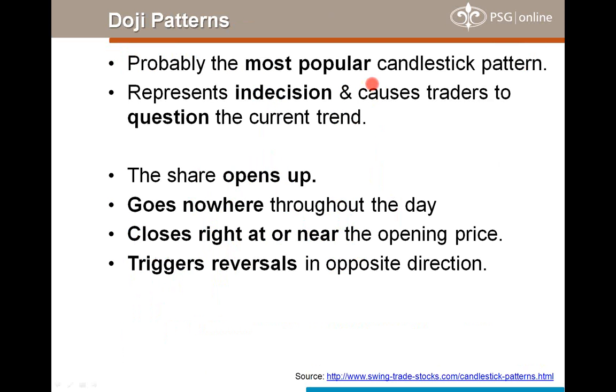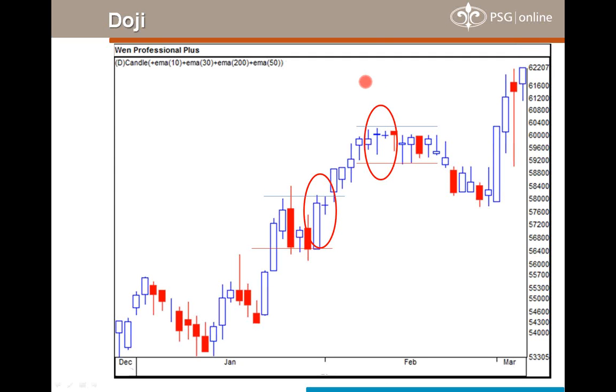Okay, dojis, a lot of people like dojis. I prefer dojis together with other charts. They might be the most popular, but the main idea of the doji is highlighting indecision in the market, where the opening price and the closing price are very, very close together. Most of the time, they trigger reversals in the opposite direction, hence the popularity. There are quite a few different dojis we'll talk about just now.